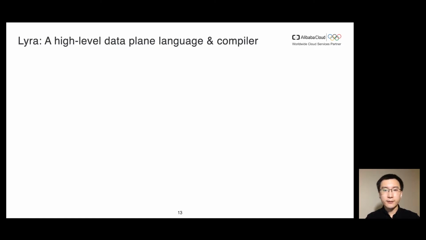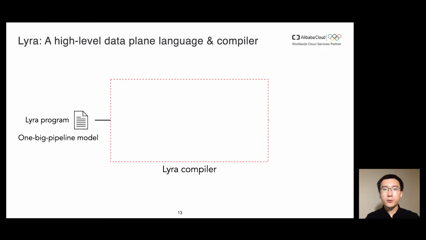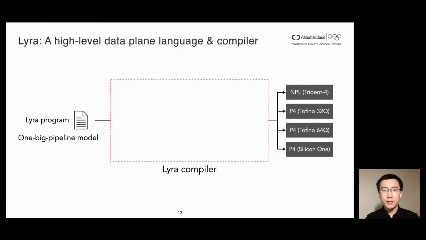So here we present Lyra, a high-level data plane language and compiler. Lyra offers a one big pipeline abstraction. It is the interface we provide to the programmer that hides the aforementioned three challenges. The programmer only needs to write down their intent through the Lyra language, and the Lyra compiler can solve those three challenges and compile the program into the chip-specific program for each switch.